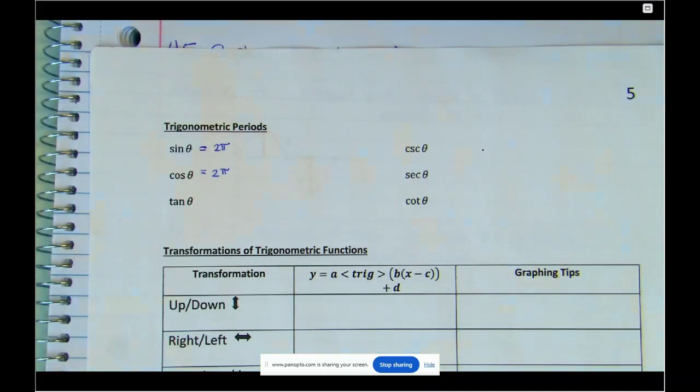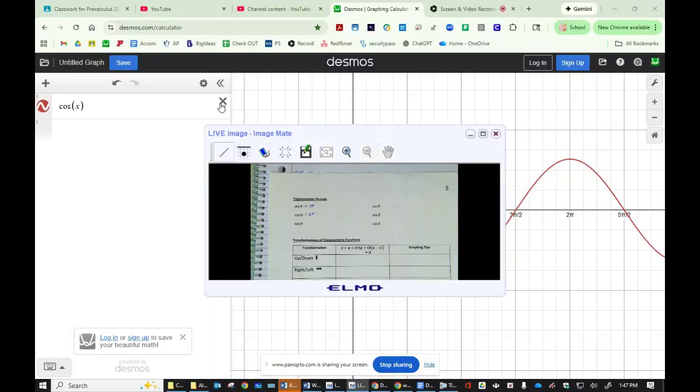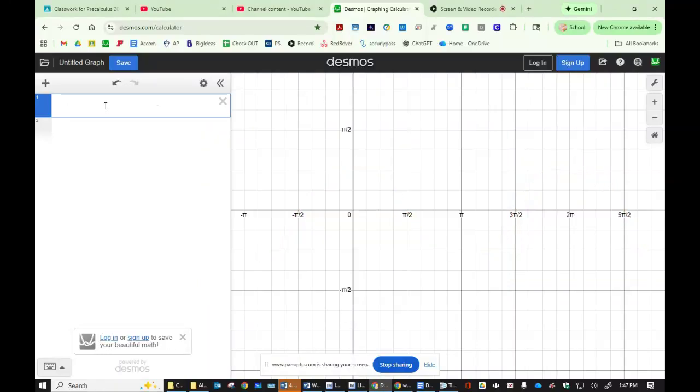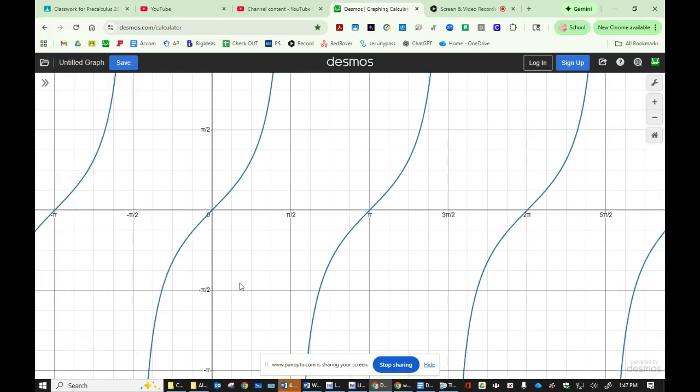Okay? Now, what I would like you to do is, on your calculator, you can get rid of the sine graph for a second. And go ahead and graph tangent. Is it pi? Tangent of x. Because why would it be like sine over cosine? Which would just cancel out. I'm pretty sure.